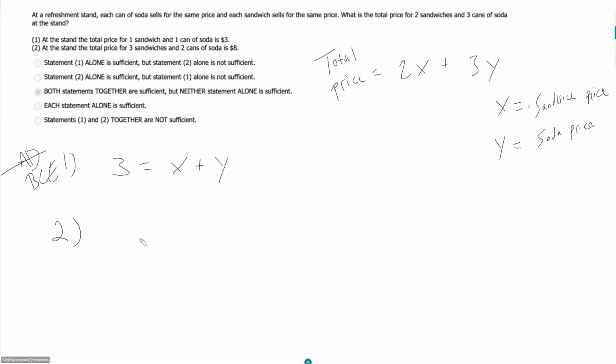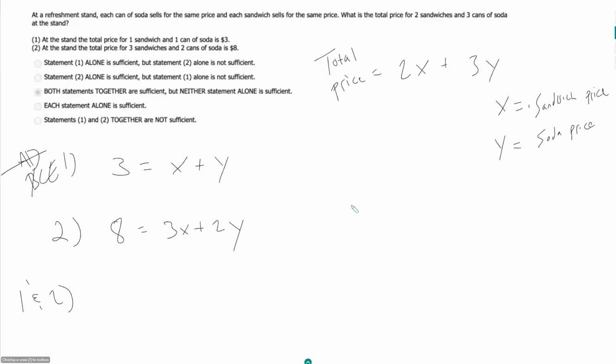Statement 2 says at the stand, the total price for 3 sandwiches and 2 cans of soda is $8. So 8 is equal to 3x plus 2y. Can I do anything here to get 2x plus 3y? It doesn't look like it. These equations are not in any sort of proportion to each other. So that's insufficient.